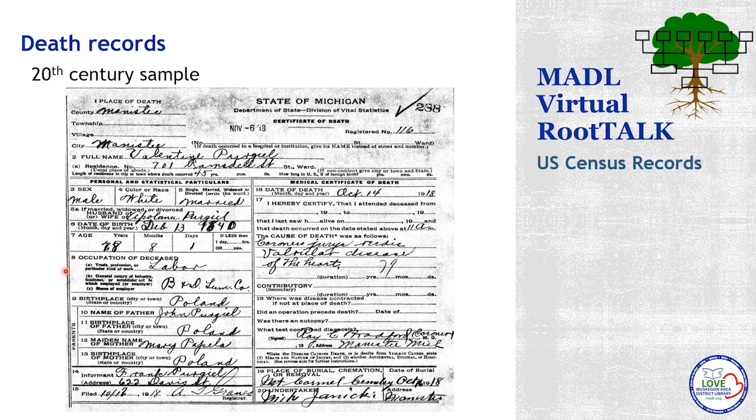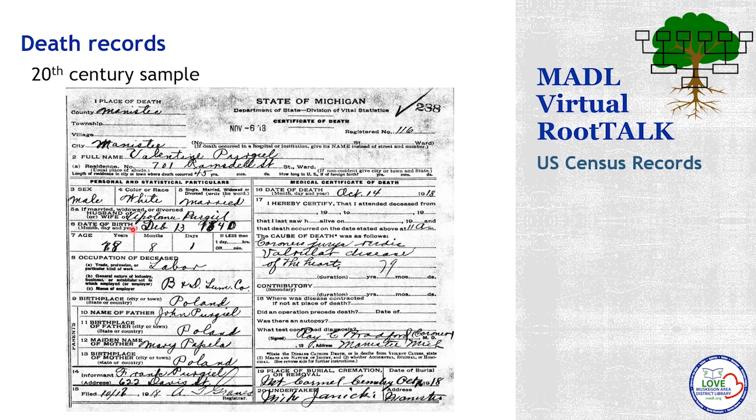He's a laborer, and he worked at B&D Lumber Company. His birthplace was Poland, and we have the name of his father, John Purgiel, also born in Poland, and mother's maiden name was Mary Papola, born in Poland. And the informant is Frank Purgiel, living at 622 Davis Street, and I happen to know that Frank Purgiel is Valentine's son. He's my husband's great-grandfather.